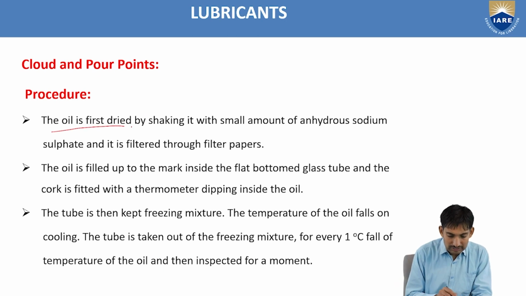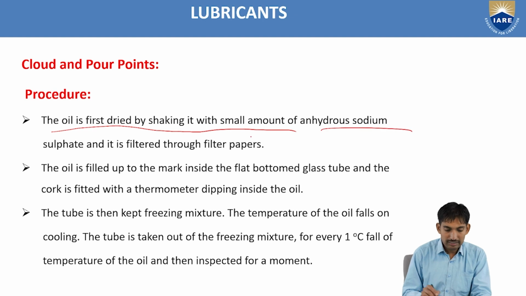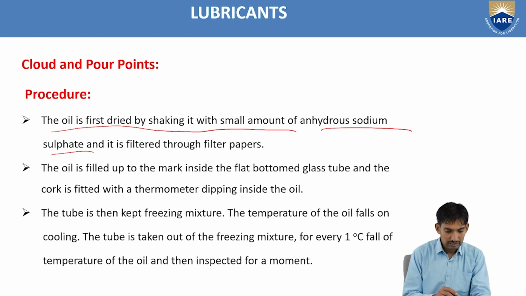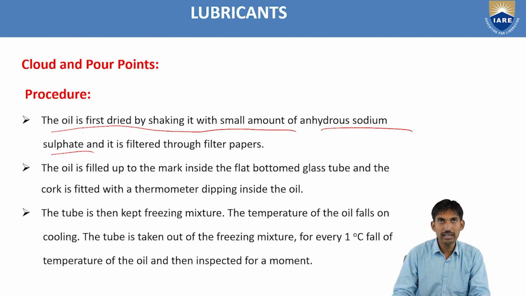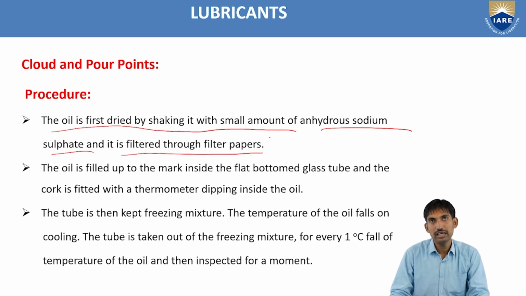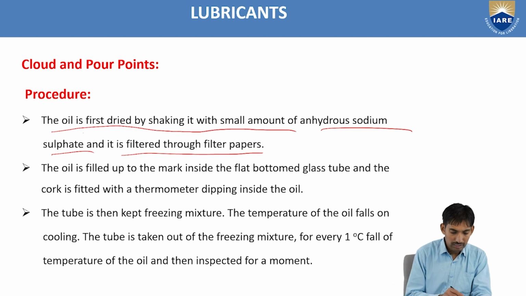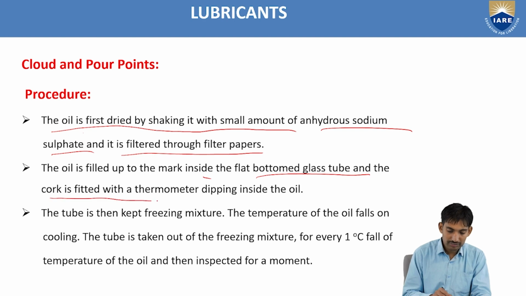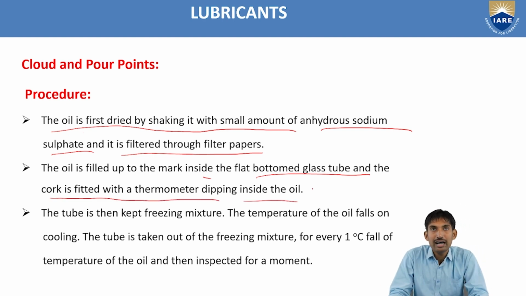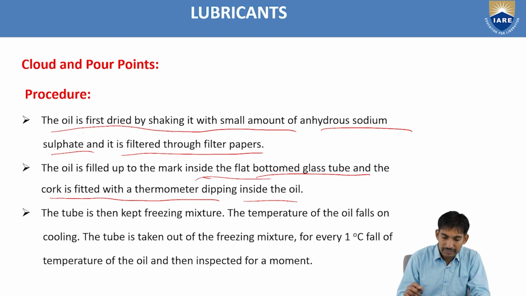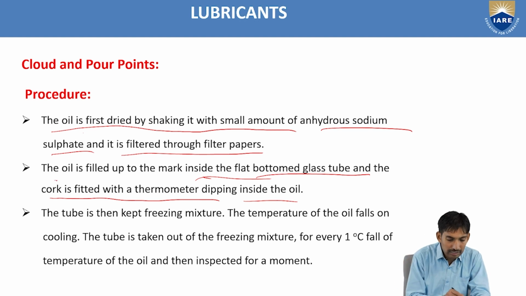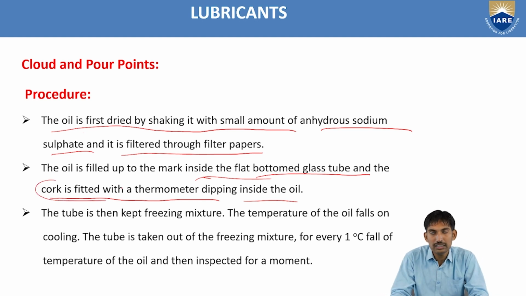The oil is first dried by shaking it with a small amount of anhydrous sodium sulfate and filtered through filter paper. The oil is filled up to the mark inside the flat bottom glass tube, and the cork is fitted with a thermometer dipping inside the oil.